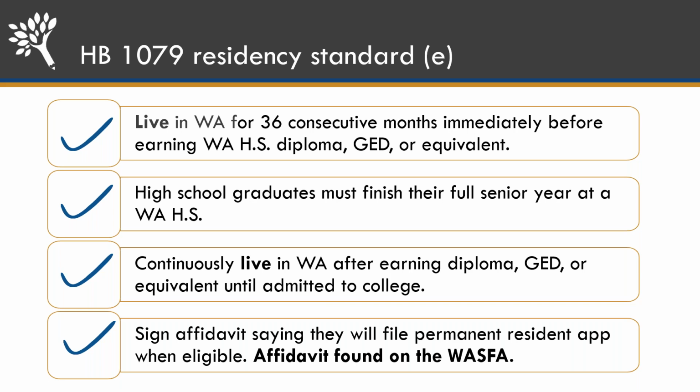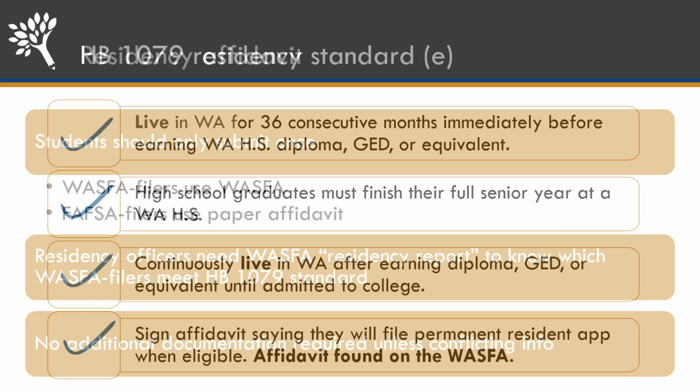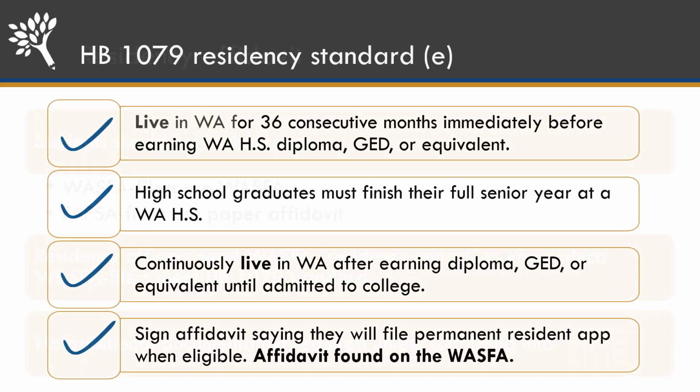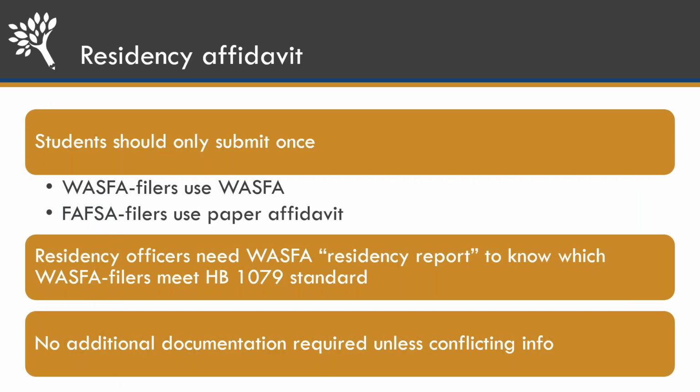But you could have a student who reveals in their admissions application or essay that they go live somewhere else every summer, and so therefore they haven't met that first checkbox of 36 months, and you have to figure out whether or not that counts. In general, for most of your folks filling out the 1079 affidavit as part of the WASFA, it's going to be pretty straightforward, but you might have a few red flags, and you have every right to ask for more documentation.